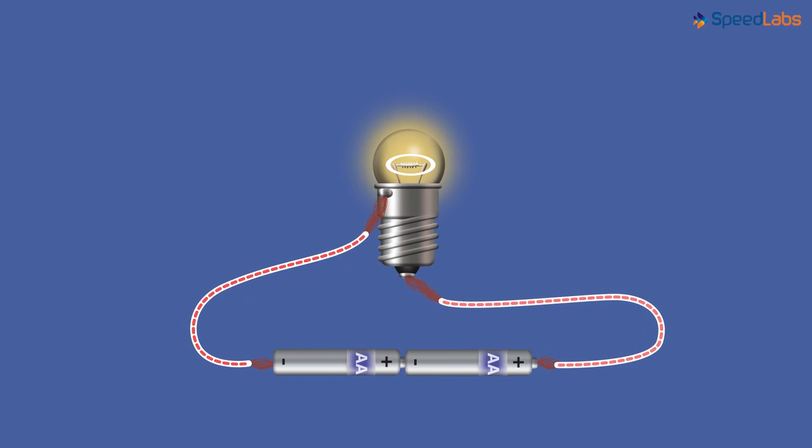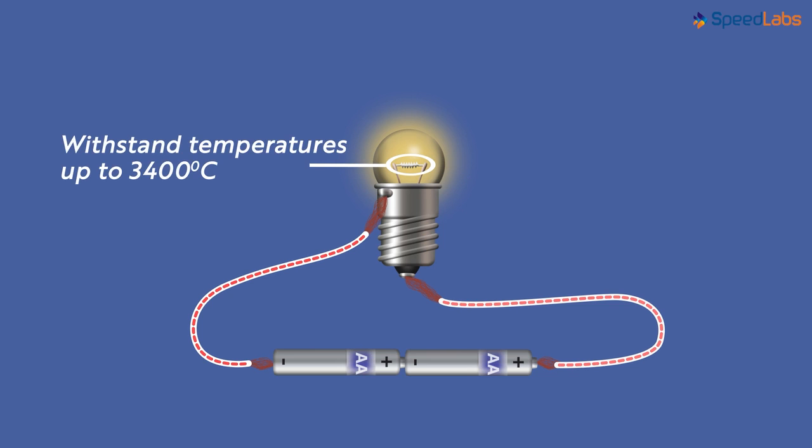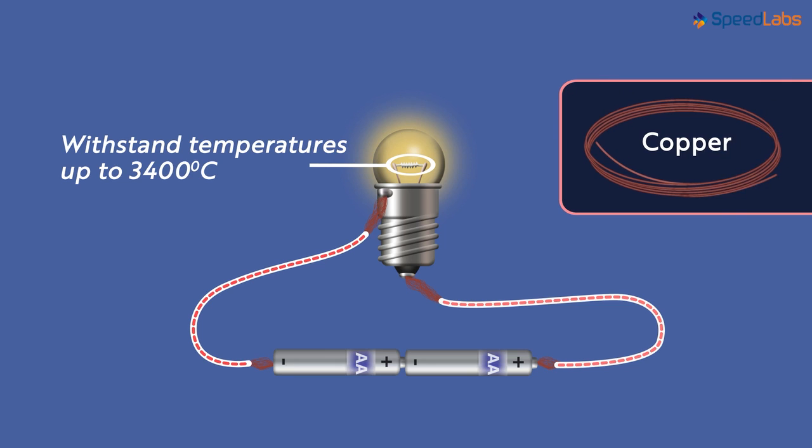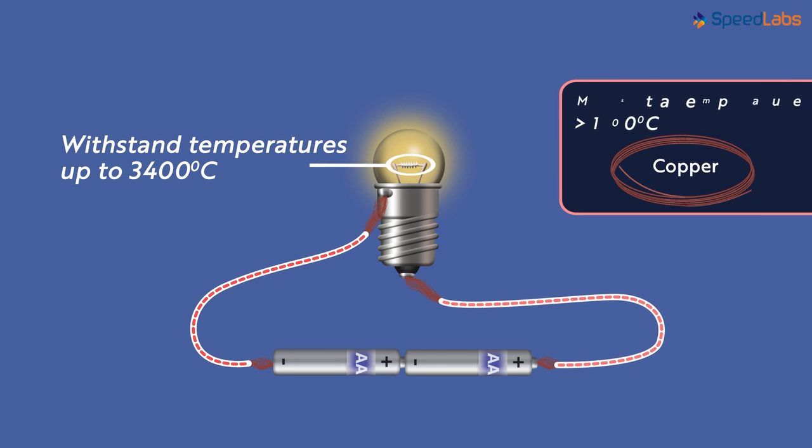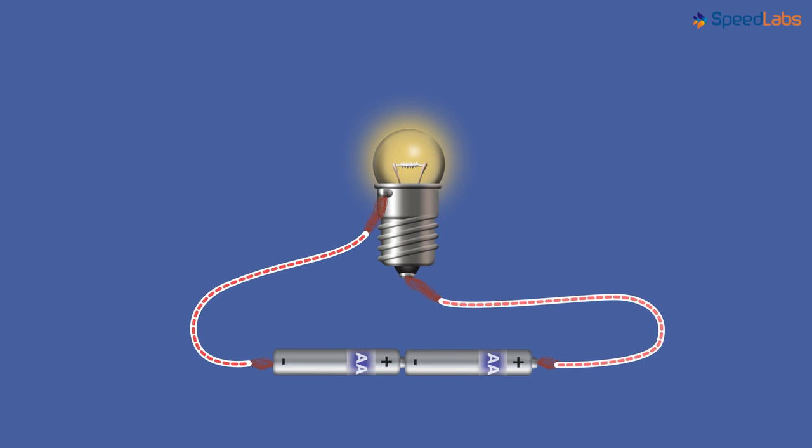Another advantage of tungsten is that it can withstand very high temperatures. It can withstand temperatures up to 3400 degrees Celsius. And what about copper? Copper will melt at a temperature anything beyond 1100 degrees Celsius. So this is how the light bulb works.